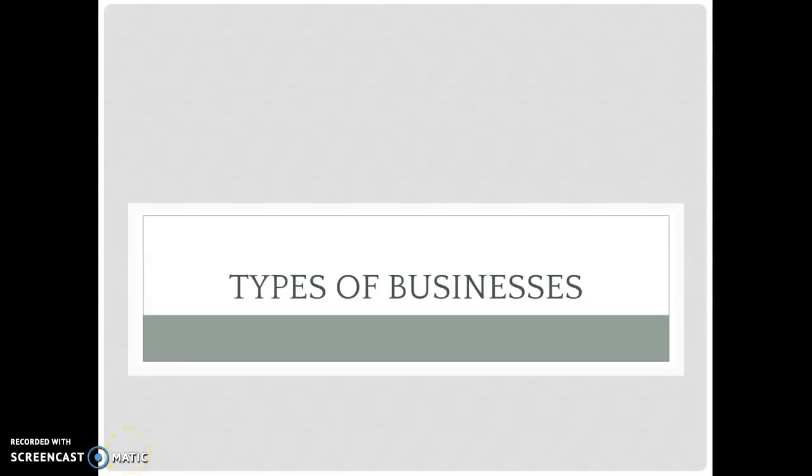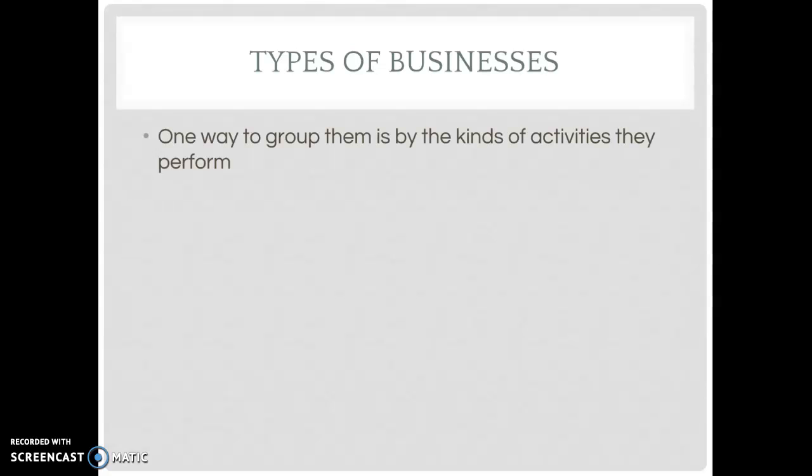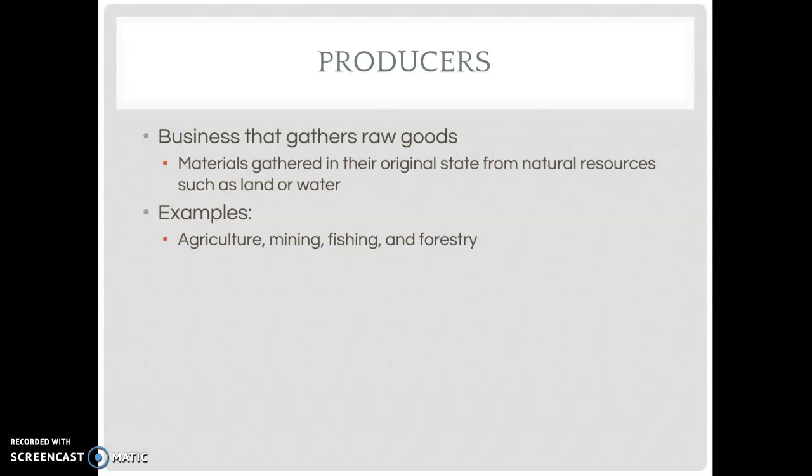This video is for Unit 1, and we are going to talk about types of businesses. Now, in the previous video, we talked about types of business ownership, but this time we are going to categorize our businesses. So one way to group them is by the types of activities that they perform in their business. The first type of business that we're going to talk about is a producer.